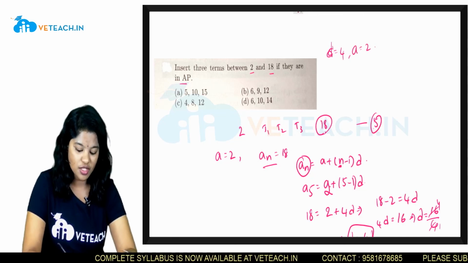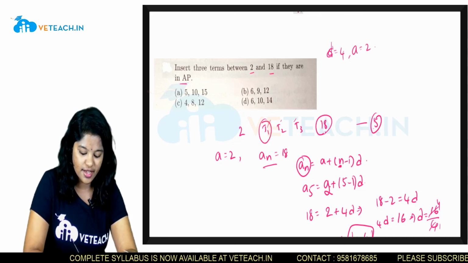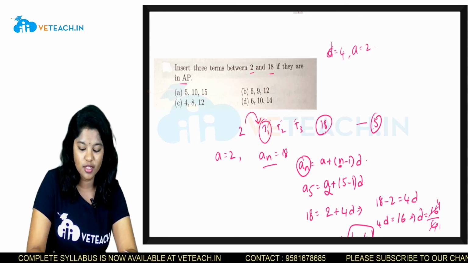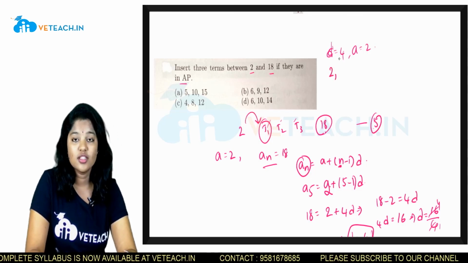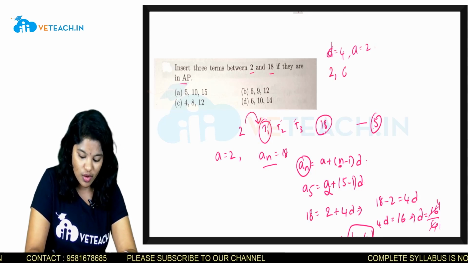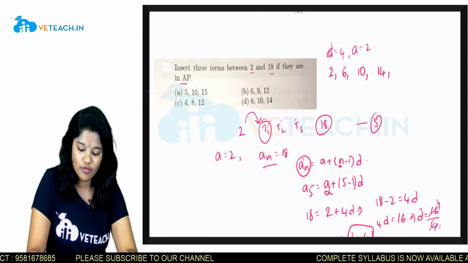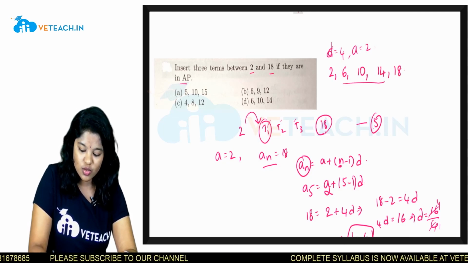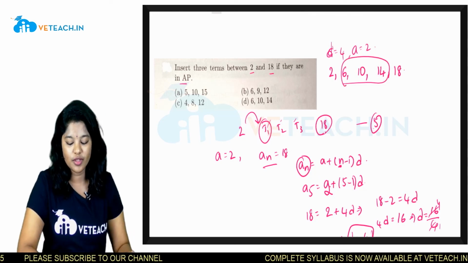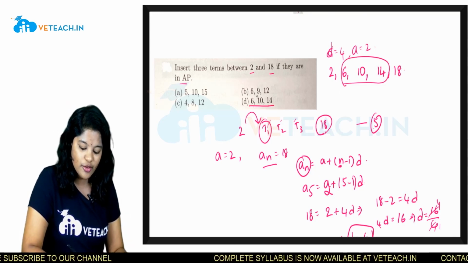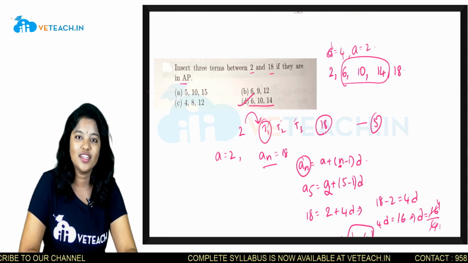Now we should find out T1, T2, T3. If we add the common difference to the first term, we will get the second term. So the first term is 2. 2 plus common difference 4 is equal to 6. 6 plus 4 equal to 10. 10 plus 4, 14. 14 plus 4, 18. So the three terms in between 2 and 18 are 6, 10 and 14. So option D is our correct answer.